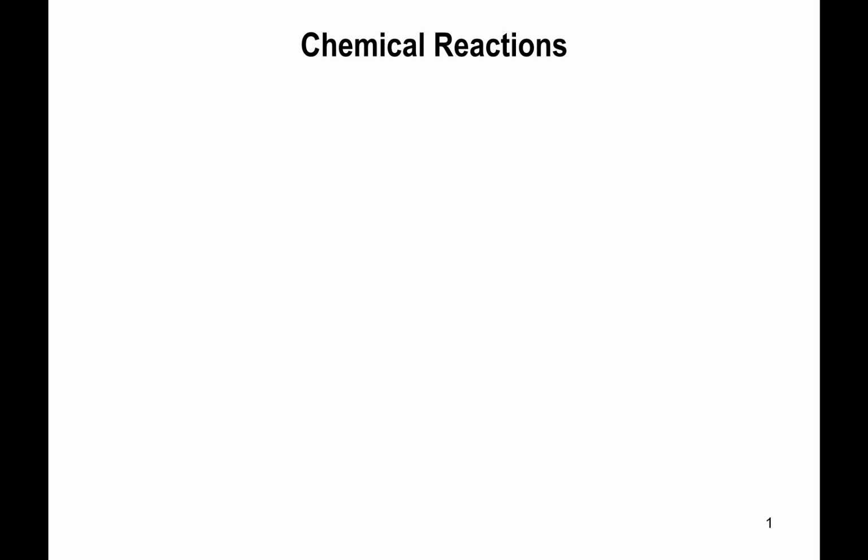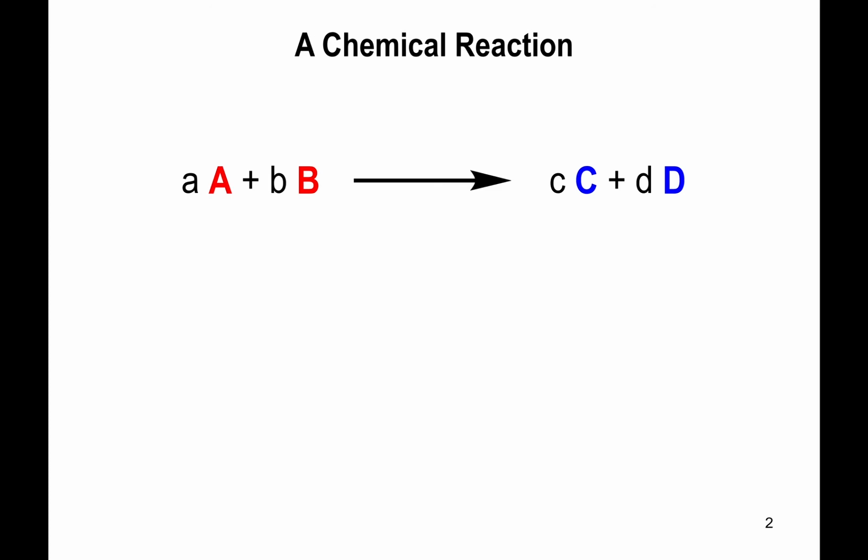Okay, in this video we're going to talk about chemical reactions and the process of balancing such reactions. So let's first start by defining what a reaction is. First, we're going to have components on the left side of an arrow, which are known as the reactants. And we're going to have components to the right side of the equation that we call products.